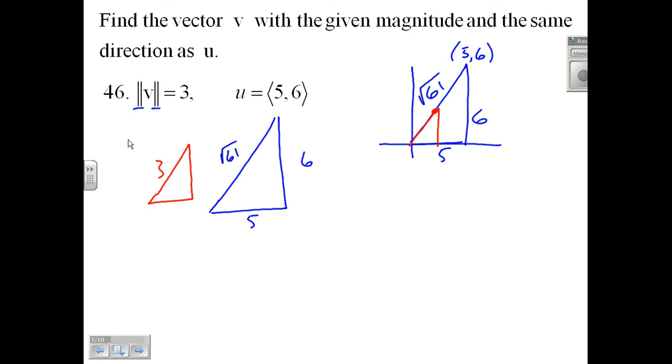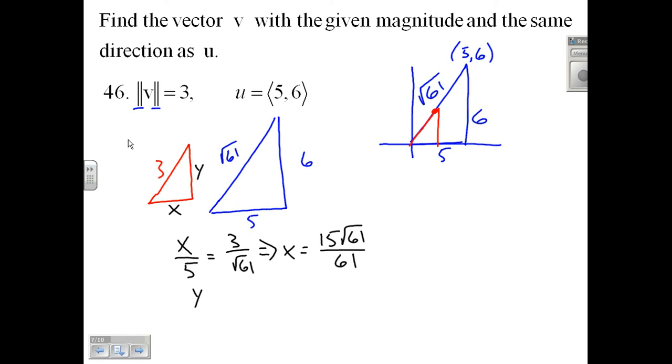I'd really like to know what this value is and this value. So I'm going to set up my first proportion. X is in the same position as 5, while 3 is in the same position as root 61. Giving me, not equal to, but giving me x equals 15 on root 61, or 15 root 61 on 61.